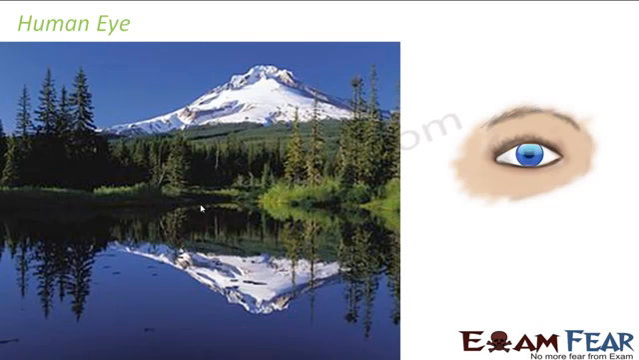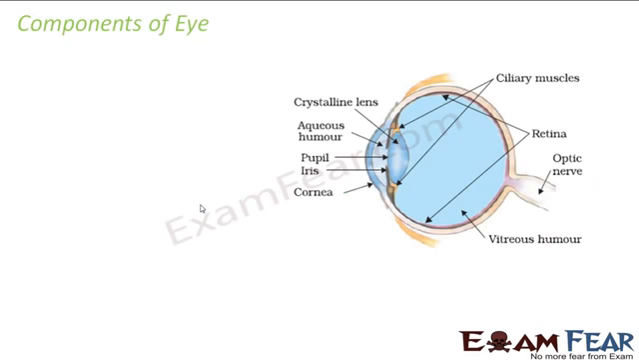So as we all know, human eye is a beautiful gift of nature which enables us to see the things around us. The interesting thing here is to find out how does the eye function? How does it enable us to see things? In order to know that, first of all, let us try to see the different components of the eye. What are the various parts present in the eye? So let us first look at the structure of the eye.